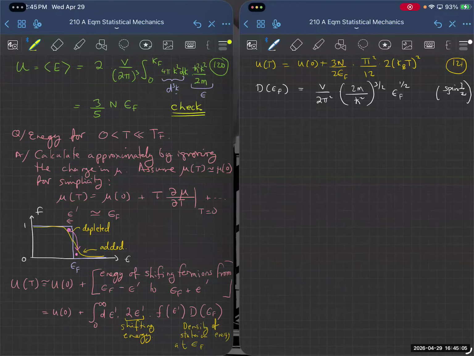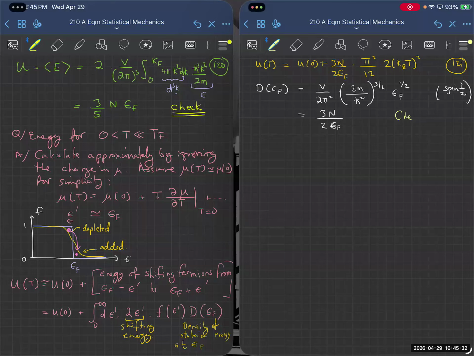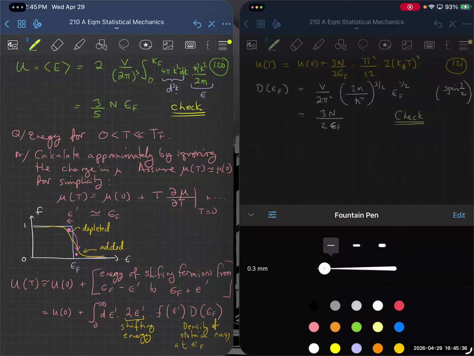And then we know what the Fermi energy is. That's 3 pi squared times n over V to the power 2/3. So this ends up being 3n over 2 times the Fermi energy. So you should check this.